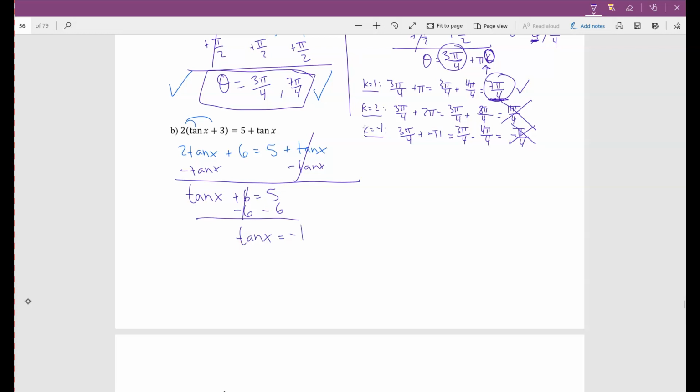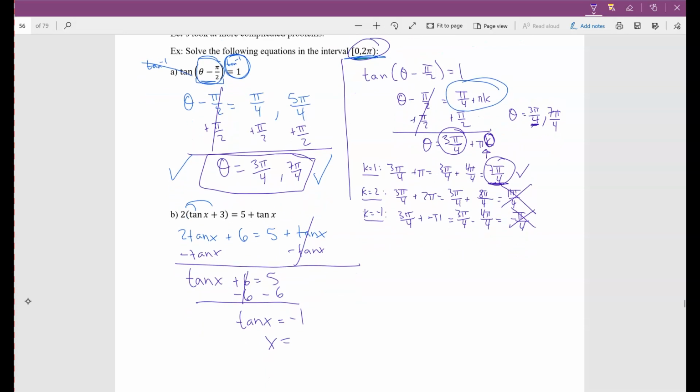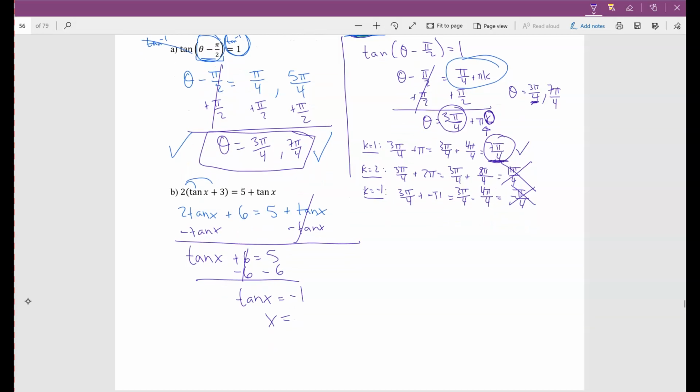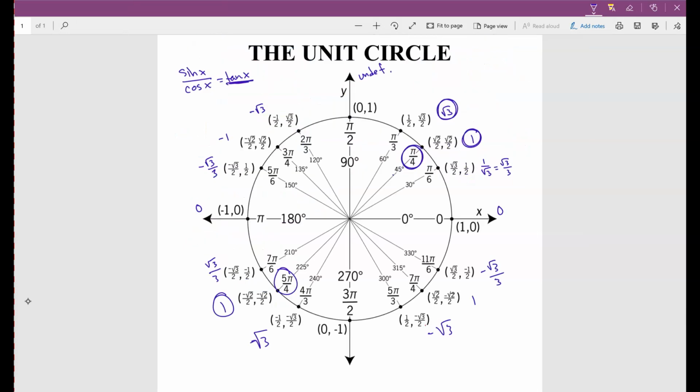-1 is in the unit circle. And because I only want the values between 0 and 2 pi, in that case, I don't need to solve for the general because there's no x on the inside. So now what we want to do is just look at all the values that are -1. So I'm going to go back to my unit circle. Here is -1. Okay, and that corresponds with 3 pi over 4. This should be a -1. This is a -1, so this is 7 pi over 4.